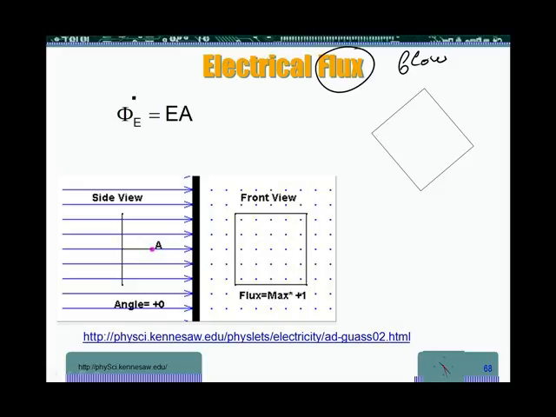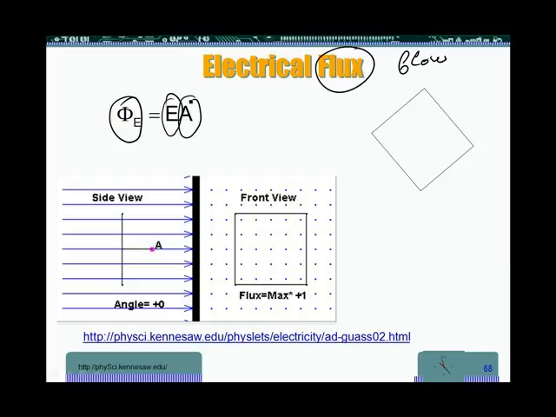The symbol we use for flux is this phi here, and the subscript E here is to tell us that it is an electrical flux. We will deal later on with magnetic flux. What we define as the electrical flux is the magnitude of the electrical field times the area. Now, flux is going to have a direction as well, and we are going to talk about that in 1 second.